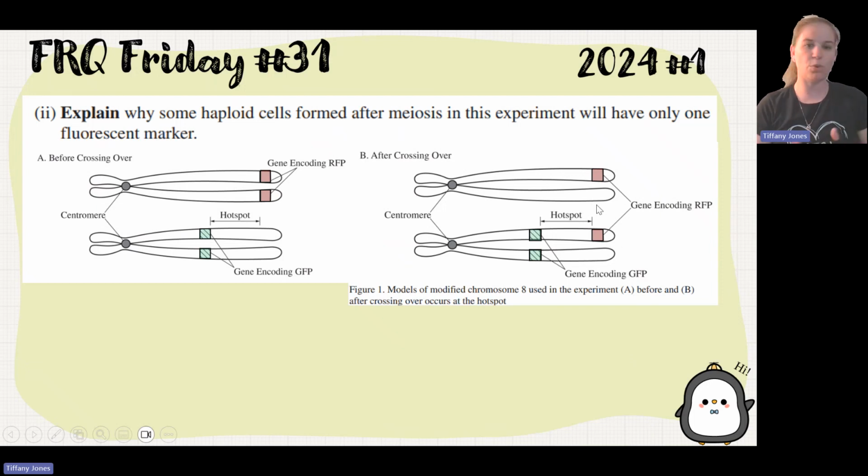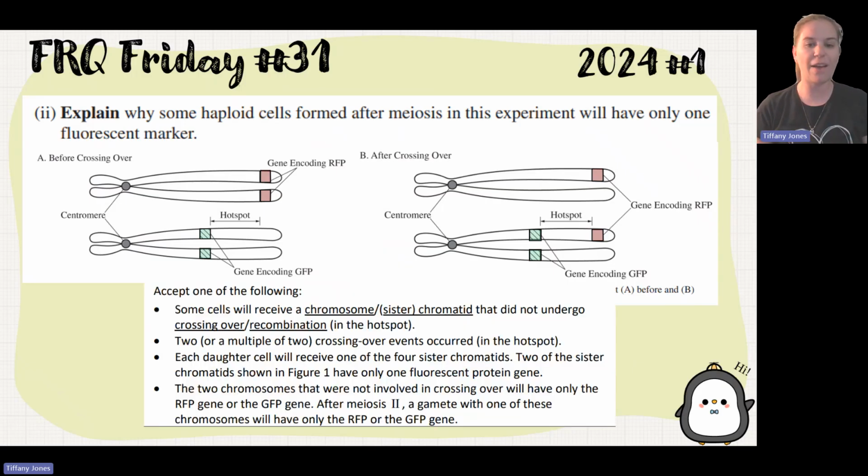And so due to crossing over, maybe they only have 1. You could also talk about how during meiosis, we're going to only have 1 of these chromatids in that daughter cell. So the options you could have here: some cells will receive a chromosome that did not go through crossing over. So those were these ones we saw on the outside. They did not undergo crossing over, which allowed them to only have 1 fluorescent protein. Or 2 crossing over events occurred.